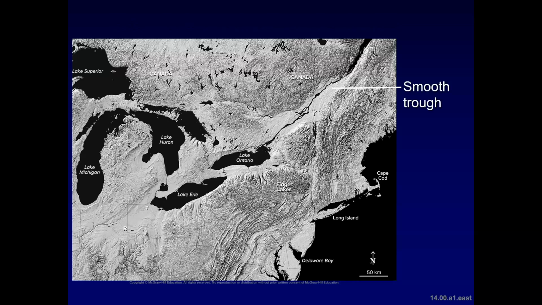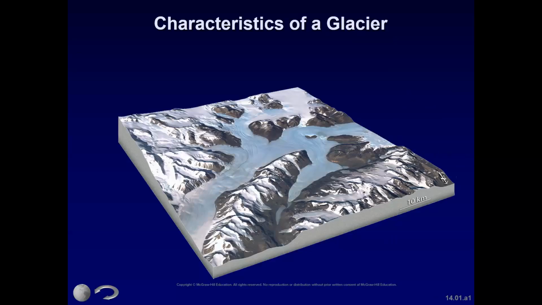Okay, so looking here, we have a smooth trough, right? Now it's a river valley, but it's a huge trough. And of course, rough areas, embayments in the coast. Okay, so tucked in here, it's quite complex. So that's just looking at a broad view.